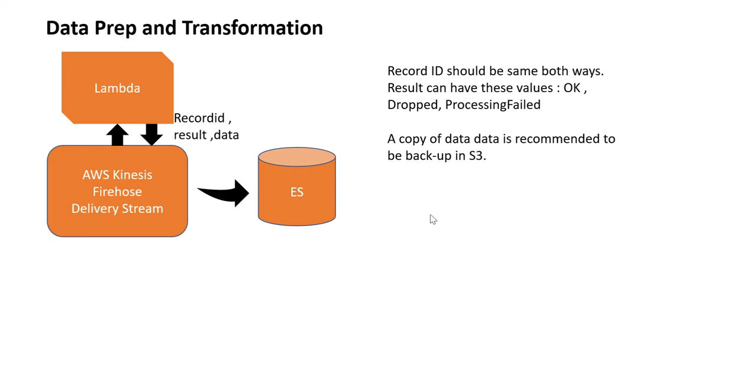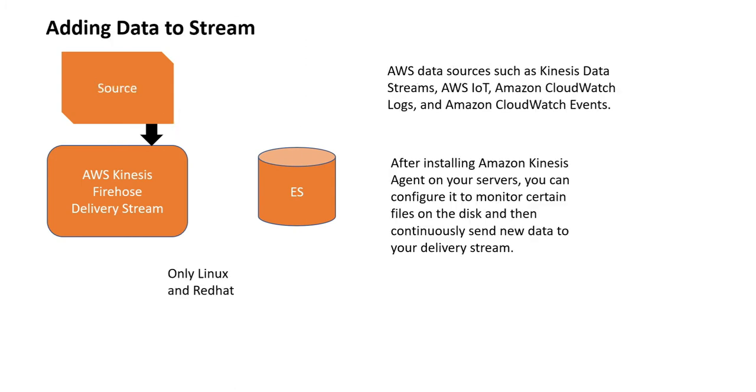It is always recommended that a copy of data is backed up in S3 whenever these transformations happen, so that troubleshooting is easy. Since it's a real-time thing, that data is already gone from Firehose, so it's better to back it up so that tomorrow if you want to make a manual move through some program or triggering a program, you can do it. Now when you want to add data to the stream, you can do it through data streams, IoT, CloudWatch events, and CloudWatch logs.